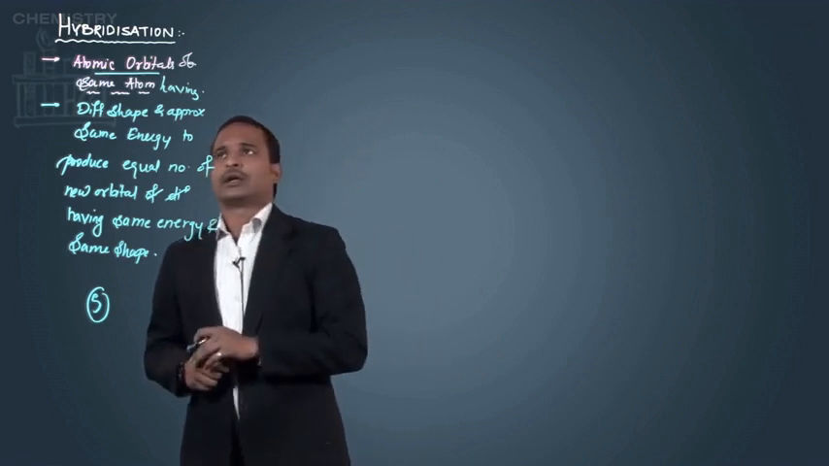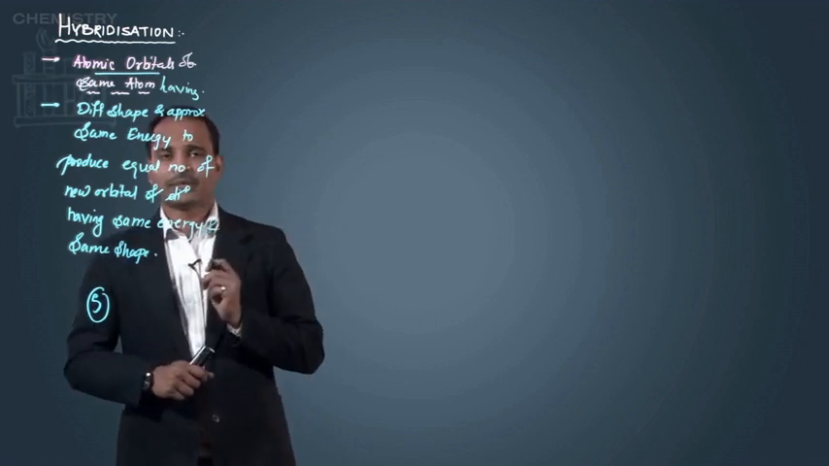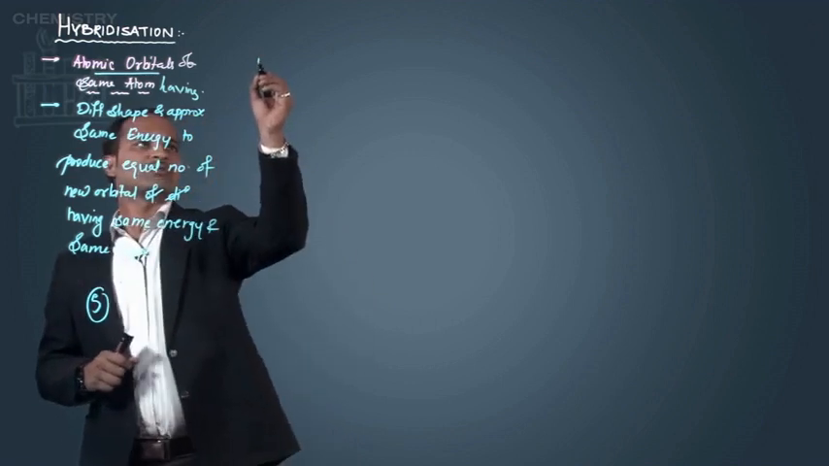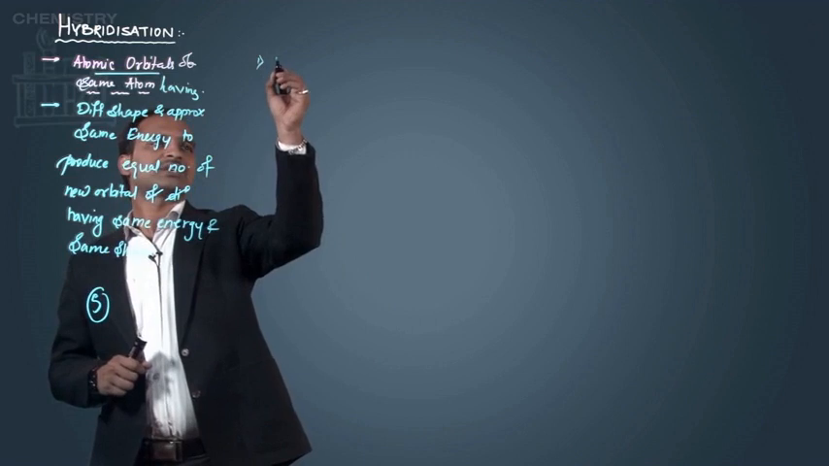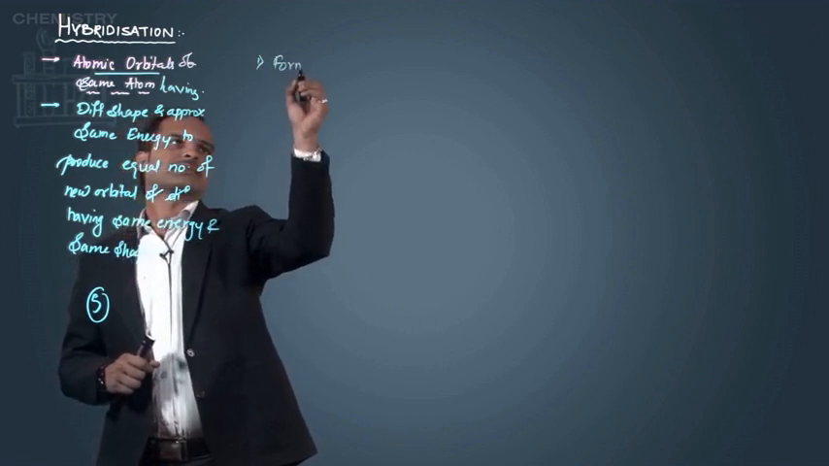Okay. Now let's see the steps involved in hybridization. Step number 1 involved in hybridization is the formation of the excited state.